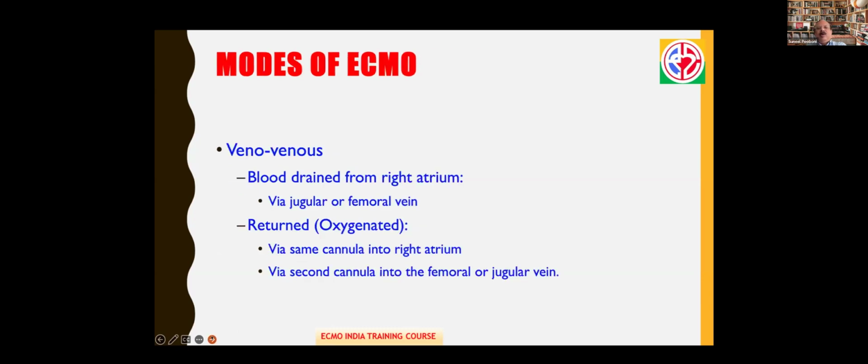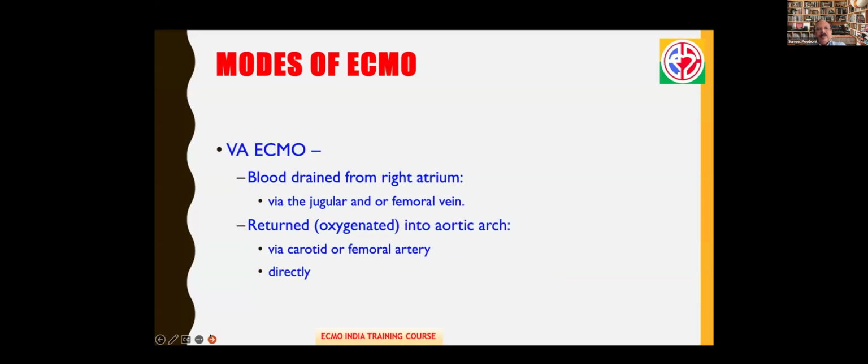The modes of ECMO: VV, which I am covering now. The methodology is by draining blood from the right atrium, via femoral or jugular vein, and returning it oxygenated through the same cannula into the right atrium, or through a second cannula into the femoral or jugular vein. So these 2 methods can be tried in veno-venous.